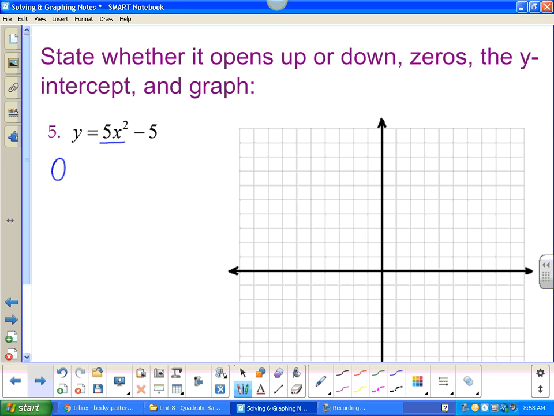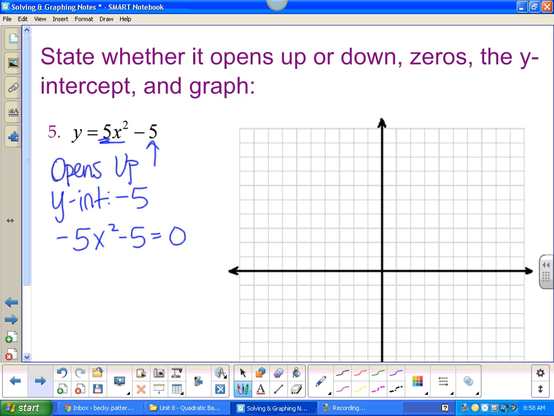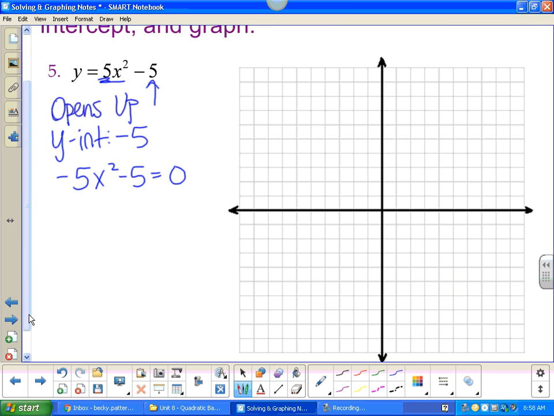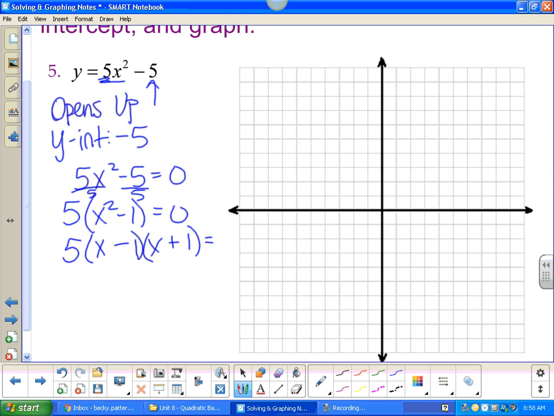Okay, yes, it is quadratic. It opens up because my 5 is positive. My y-intercept is a negative 5 because of that term. Set it equal to 0 and let's factor it. I can GCF, oh, sorry, that's not a negative 5. I can GCF a 5. That gives me x squared minus 1, then those are squares. Then set all my parts equal to 0. That one doesn't count because it has no x's.